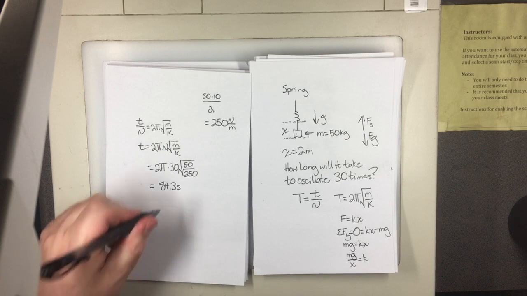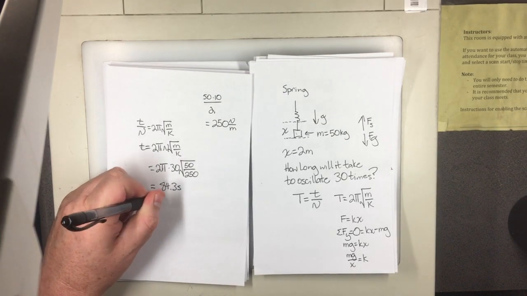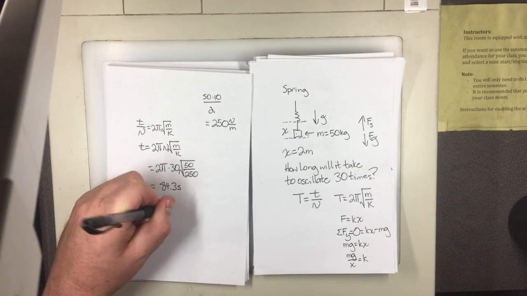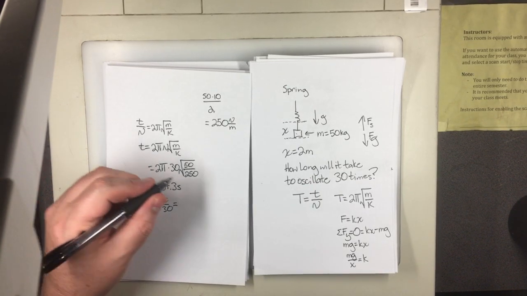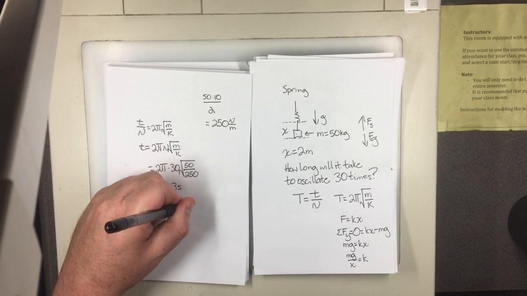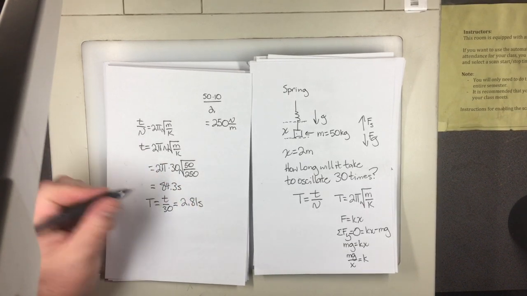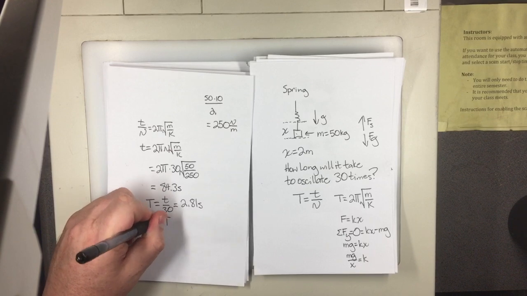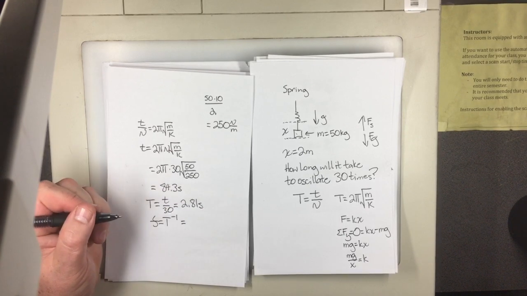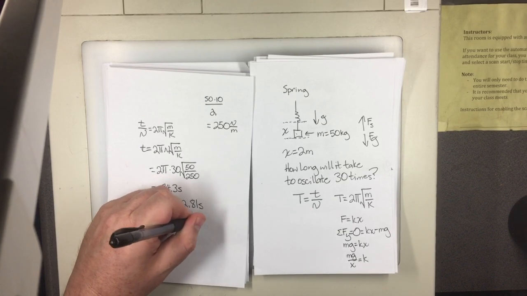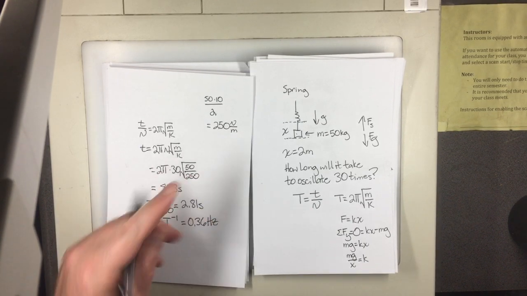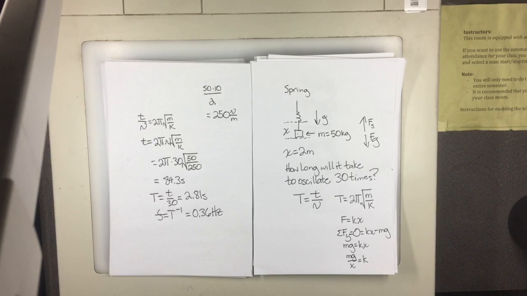And I could do all sorts of things. If I wanted just, well, what's the period? Total time divided by 30. I get 2.81 seconds. If I wanted frequency, I would just inverse that period and I would get 0.36 hertz. So that's a simple question.